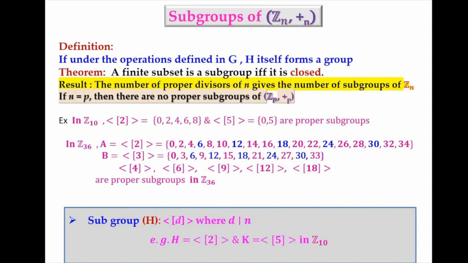Now, as for the subgroups of Zn under addition modulo n, we know the definition of a subgroup: under the operation in G, if a non-empty subset H itself forms a group, then we call H a subgroup. If I have a finite subcollection, then closure alone is enough, so it is enough to check only the closure property. There is a result which states that the number of proper divisors of n gives the number of subgroups of Zn.